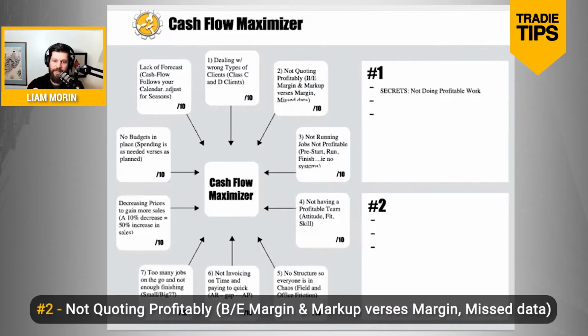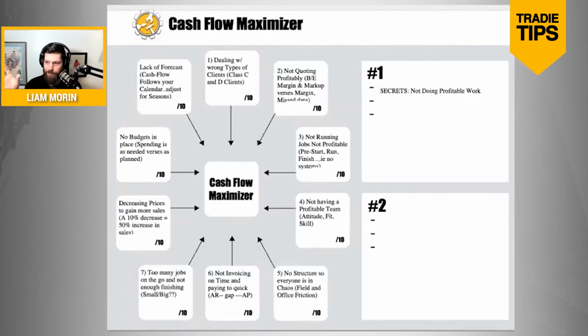Second, what I talked about earlier, guys: not quoting profitably. We don't have enough profit above our break even. We don't know market versus margin. We don't know labor burden. We're not job costing. If all those terms sound like jargon to you, you're thinking, what is this guy talking about? That's number one. Ryan, I'll upload that file in a second, but that's where I want you guys to start.